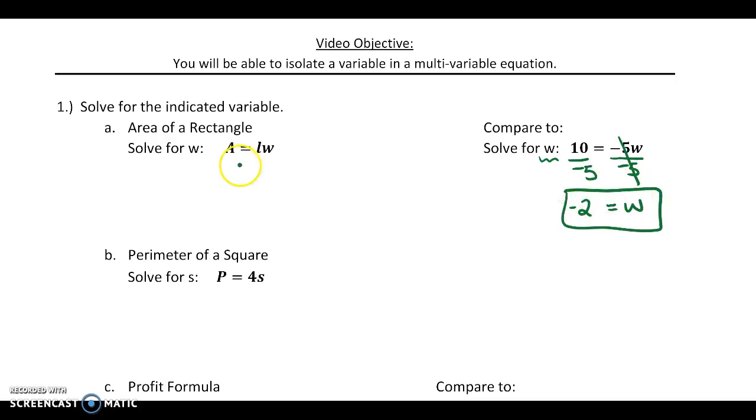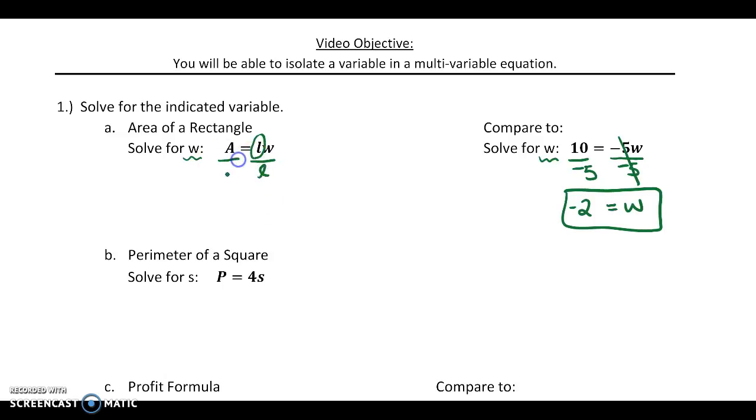Okay, so this problem is very similar, except you have variables instead of numbers, but the process stays the same. So if you, again, want to solve for w, you got to get rid of whatever's bothering the w, which in this case, instead of it being -5 times w, we have L times w. So I want to get rid of that L. Okay, so if it's L times w, I need to undo multiplying by L. What undoes multiplying by L would be dividing by L.